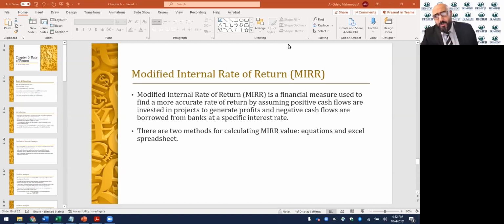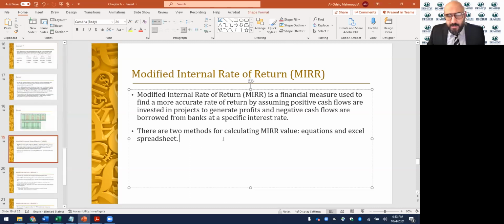So it is a financial measure used to be more accurate to calculate the rate of return by assuming the positive cash flows are invested in a project to generate profits and negative cash flows are borrowed from the bank at a specific interest rate. There are different ways for calculating the MIRR, and one of them would be the equations, and another one would be using Excel.